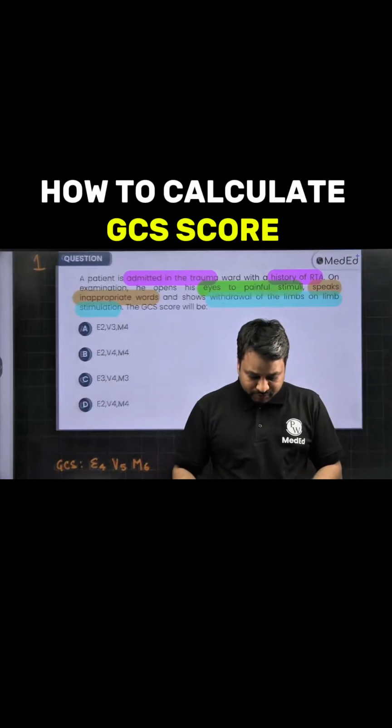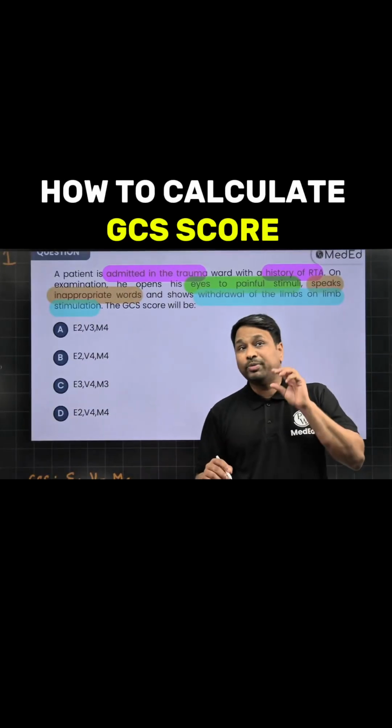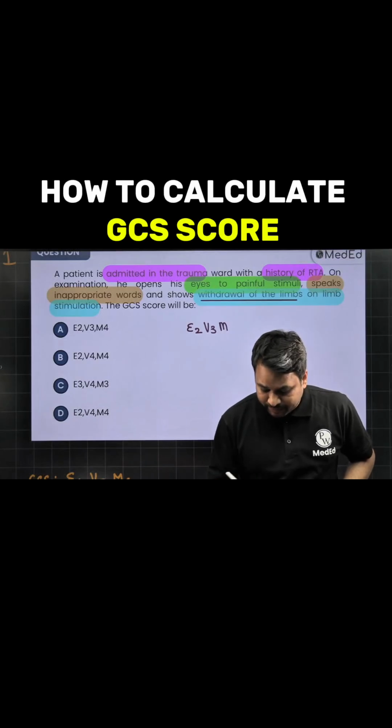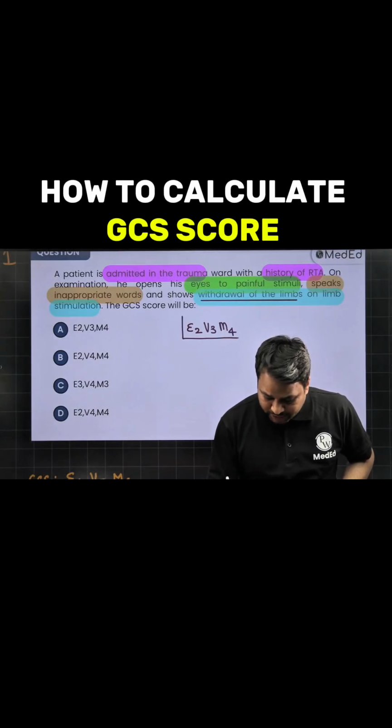Now in our question, what do you have? The patient is not opening to speech, he's opening to a painful stimulus, so a score of E2 is given. Inappropriate words, I said 3 P's are there, so verbal response 3. And for motor response, he says that the patient withdraws to the pain, so withdrawal to the pain is present, that means a score of 4. So E2, V3, M4 is the score.